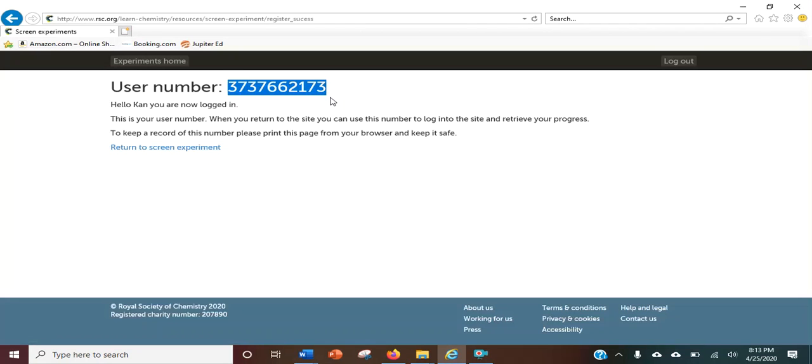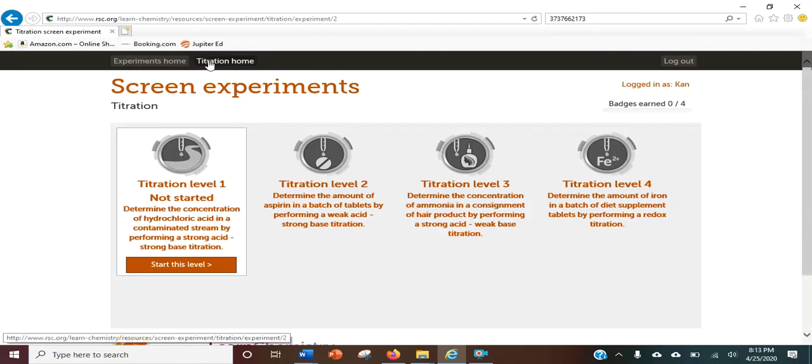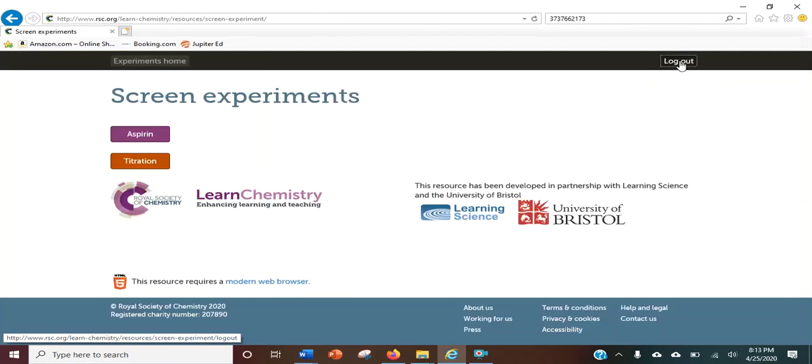So save this number. Just in case you cannot do this experiment in one sitting, you want to go back to it. If you lose this code, you cannot go back to the experiment because then you basically wasted your time. So save it somewhere, write it down. So I'm going to show you how to use the code now. So if you go back to the original page, I'm going to log out.